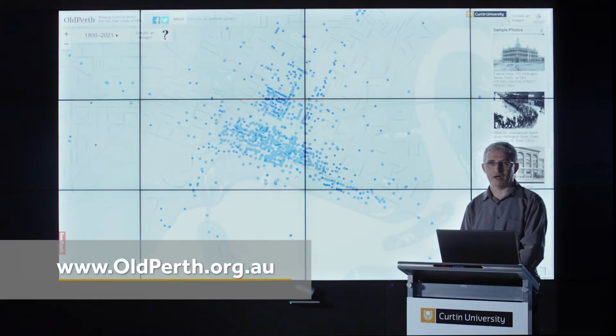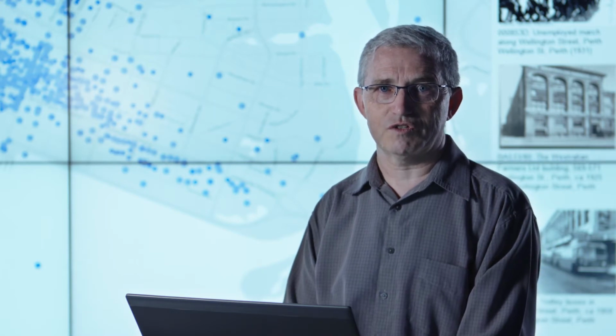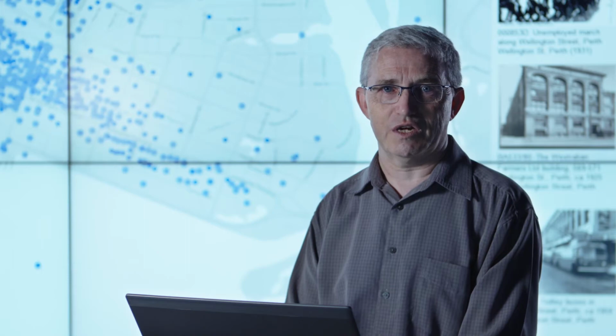The OldPerth website allows users to easily browse over 10,000 images from the collection of the State Library of Western Australia. The key advantage of this site is that users can quickly find images based on their geolocation. After I give you a quick introduction to the OldPerth website, I'll introduce you to Susan McEwen, Director of Collection Services at the State Library, who will say a few words.